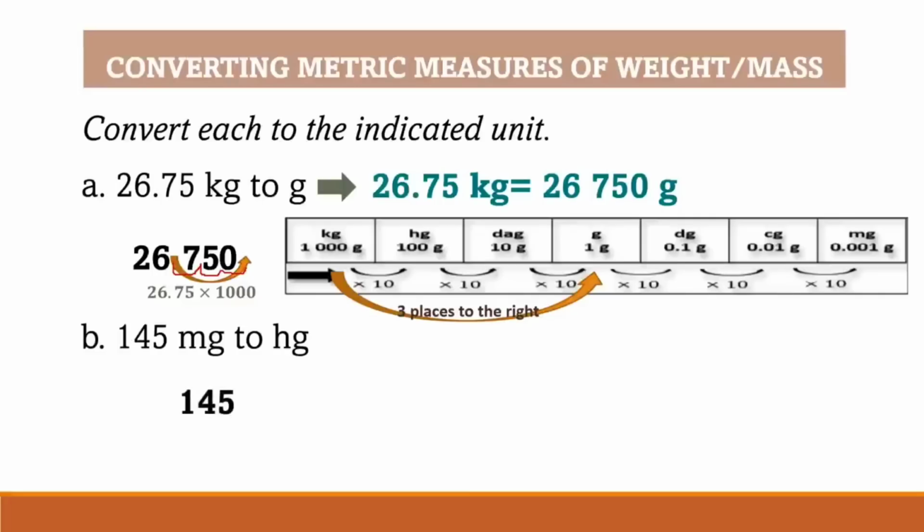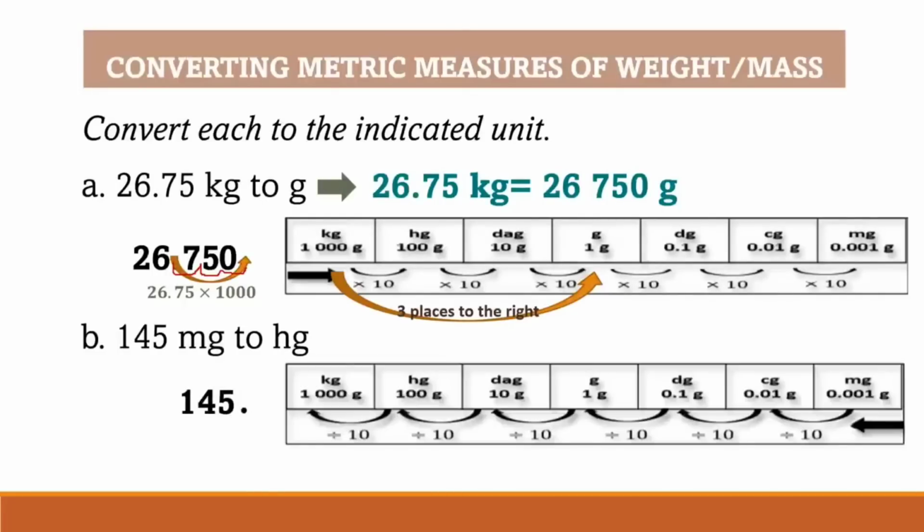For example B, we have to convert 145 milligrams to hectograms. Again, our given is 145. Our decimal point is at the end, or after 5. And then we count the number of places from milligram to hectogram. So we have 1, 2, 3, 4, and 5. That is 5 places to the left.